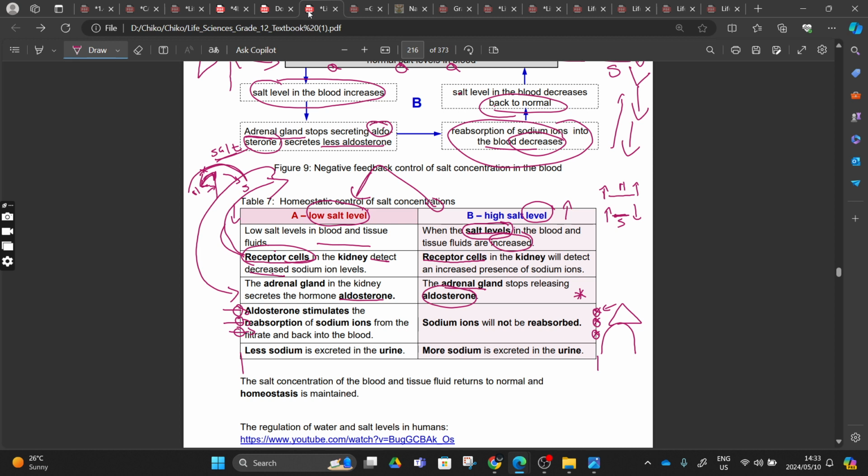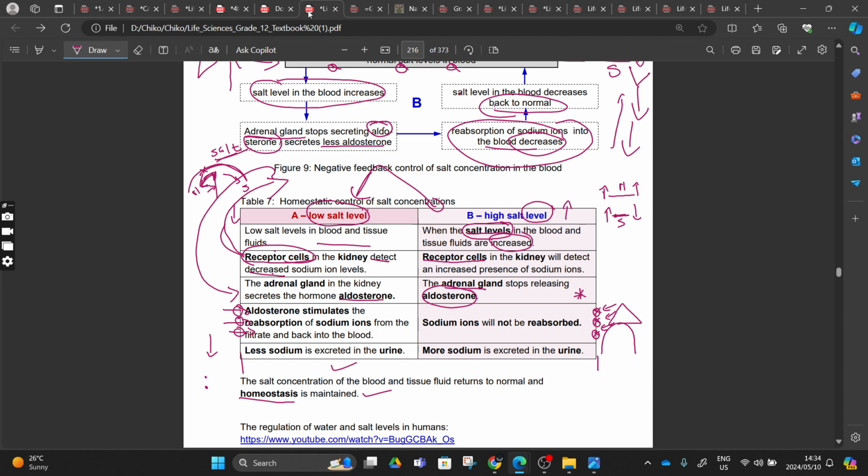So at the end of this, less sodium is excreted in the urine. So this side in the urine, we are going to have small salt, right? So here we'll have fine blood. So yes, the salt concentration of the blood and the tissue returns to normal, and homeostasis is maintained, right? So even this side, if we don't allow the salt to come, these are the doors. You know, the door, you don't expel people, you allow them to come. This is the blood. The blood does not expel things. The blood just takes.